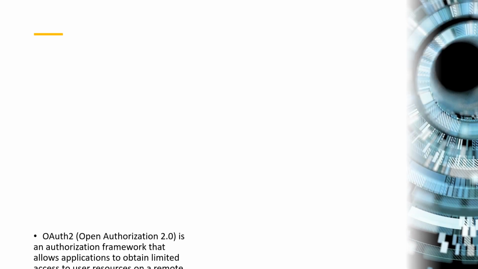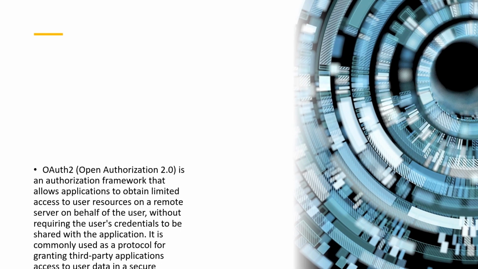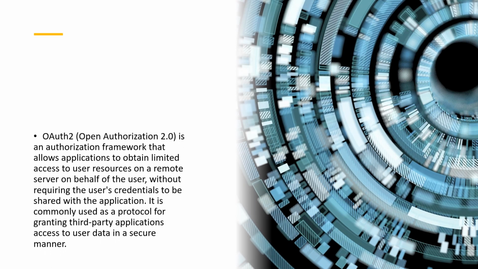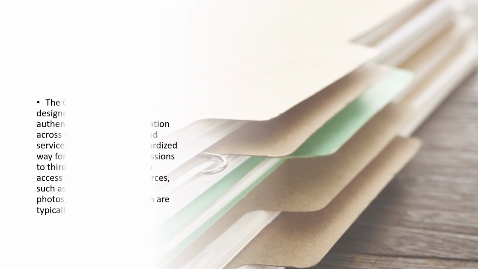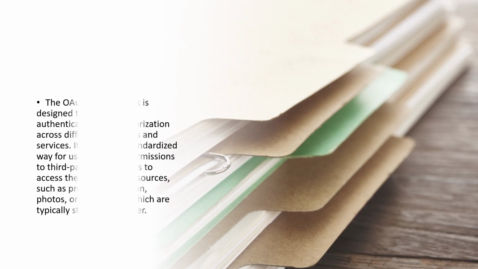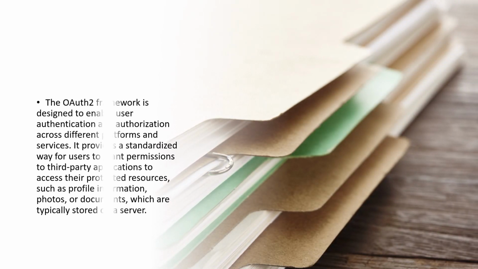OAuth2 allows an application to obtain limited access to user resources on a remote server on behalf of the user without requiring the user's credentials to be shared with the application. OAuth2 provides a standard way for users to grant permission to third-party applications to access their protected resources such as profile information, photos, or documents which are typically stored on a server.